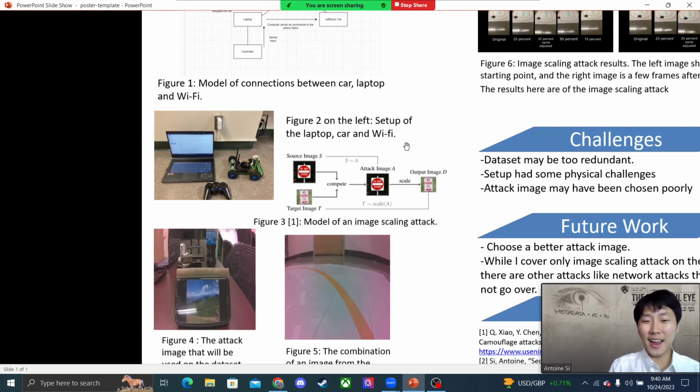Because of that downscaling that the model will do, we can use an algorithm to combine a source image, an image from the data set, and a target image, what we want the model to see. The algorithm merges both these images together so that the image looks like an image from the data set. However, when we downscale it, we actually get a different image, and it's the image that we want to confuse the model.